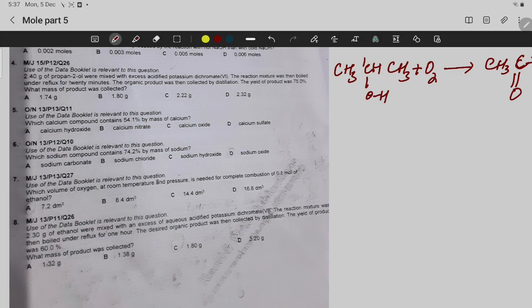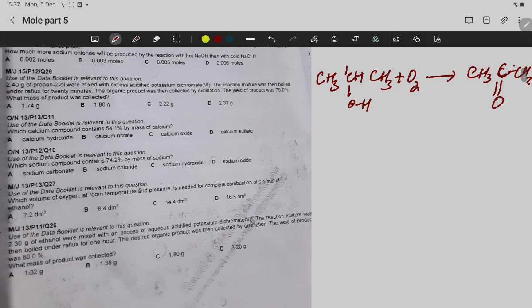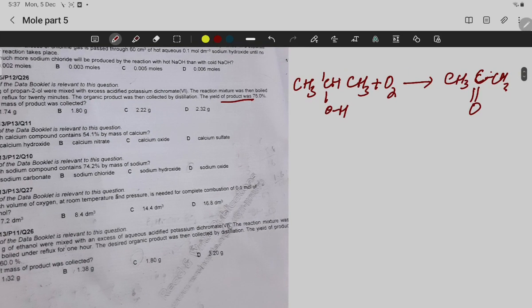So 2.40 gram of propane-2-ol were mixed with excess acidified potassium dichromate. The organic product was then collected by distillation. The yield was 75%. What mass of product was collected? 1.74 gram. So the yield is 75%, and we have to calculate the experimental yield which is produced during this reaction. So we can solve this using the mass relationship.